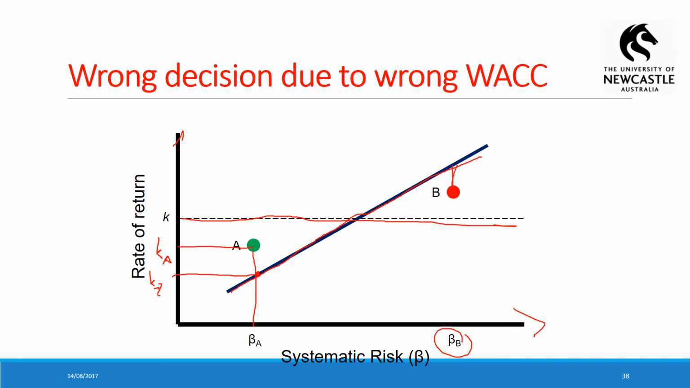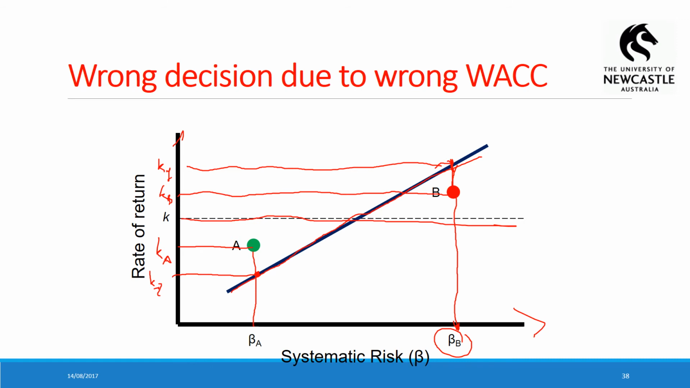In the case of B, this is B's beta. So at this level of risk, the market earns KY, for example, whereas our project B only earned this much. So the implication here is that B is underperforming compared to the market, whereas A outperforms the market.